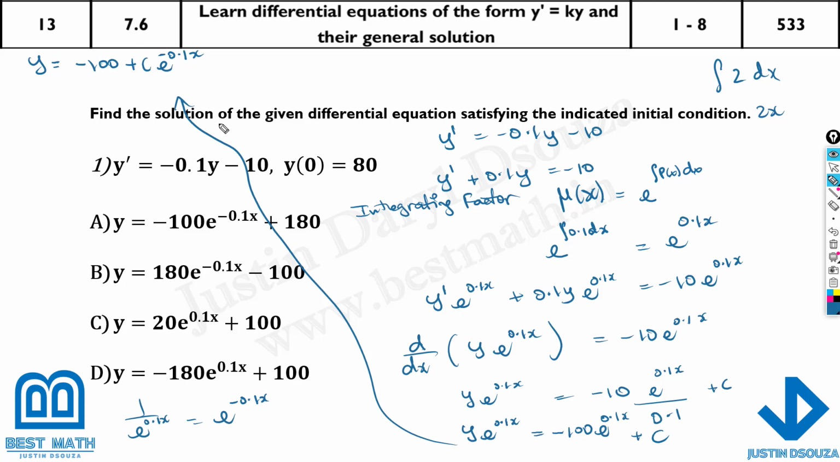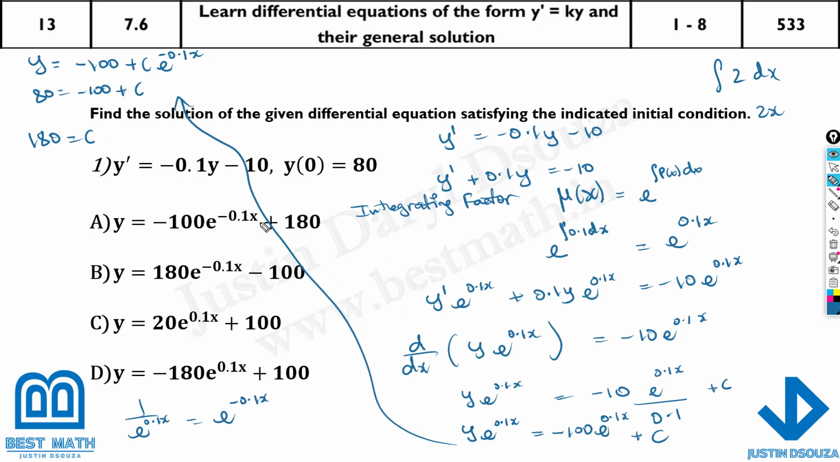This is the form, but this is not what they want. They have given us the initial conditions. So let's substitute this. What if x is initially 0? So if this is 0, this is gone. It's 1. And over here we have y at 0 is equal to minus 100 plus c. Why? Because x is 0 means e to the power 0 is 1, so I'm just writing c. Now take this minus 100 to the other side. It'll be plus 100. It'll be 180 equals c. So c is 180.